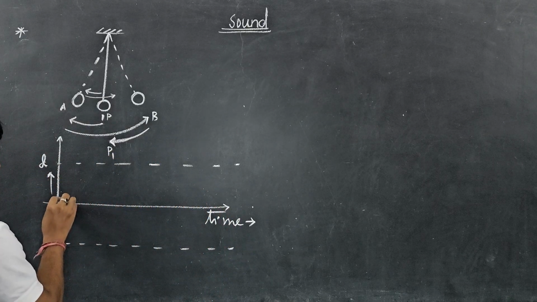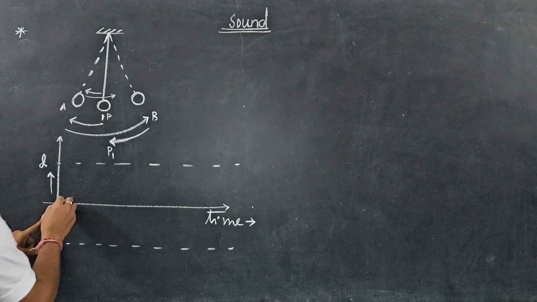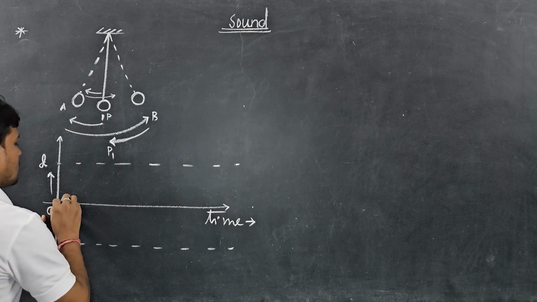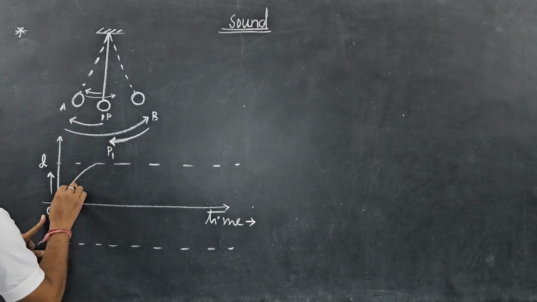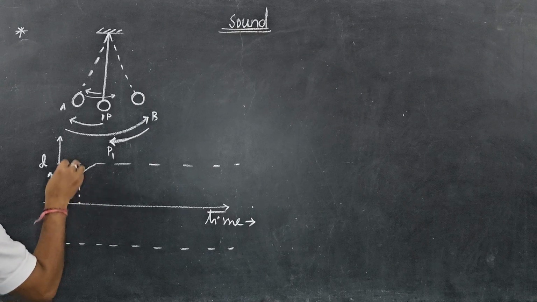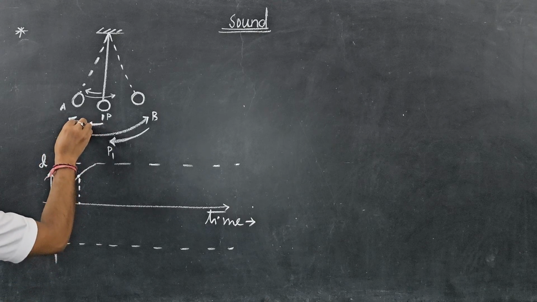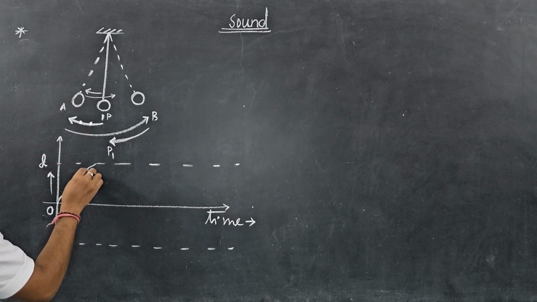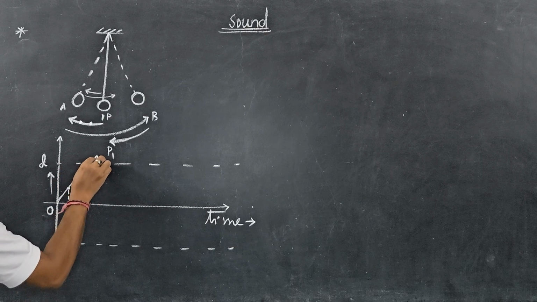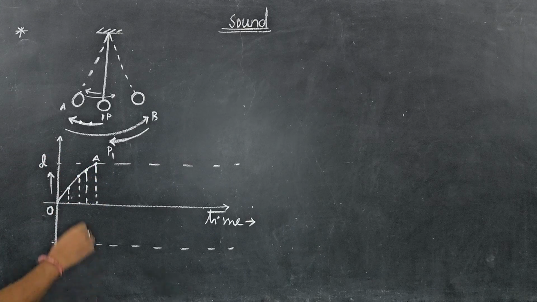Now the pendulum starts to move. Initially the pendulum is at the mean position, that is the position O on the graph. This is the mean position line, and as the pendulum moves towards the extreme left position, time increases and the displacement increases. When the pendulum moves from P to A, the displacement increases, and when it reaches the extreme position A, the displacement will be the maximum.